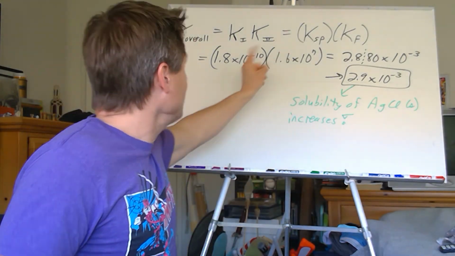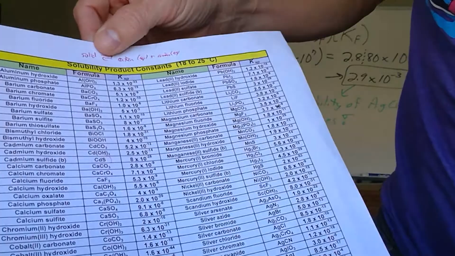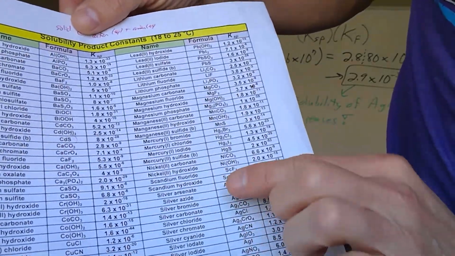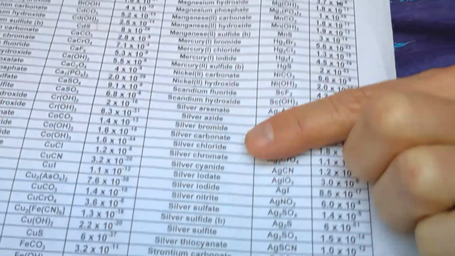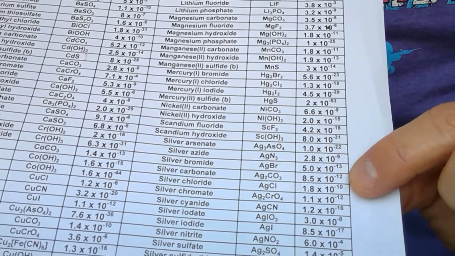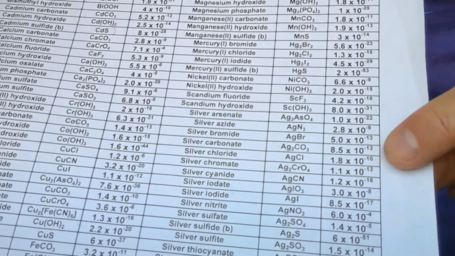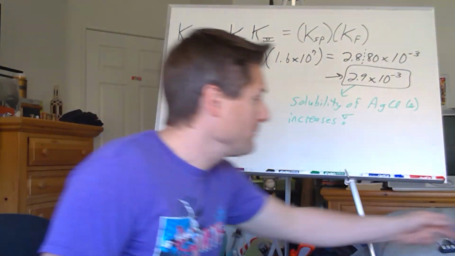I looked up the KSP value for silver chloride. Different KSP tables may give you slightly different values. So silver's here. Lots of silvers. There's silver chloride. Right there, and there's your AgCl. I get 1.8 times 10 to the minus 10. That's where I get the silver chloride KSP.